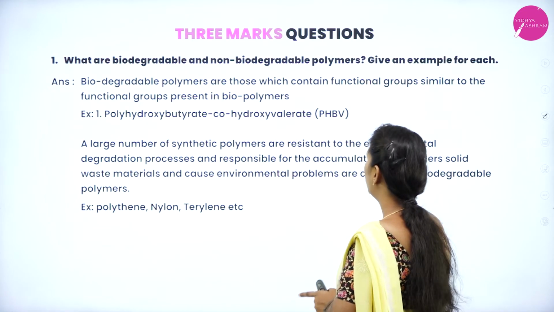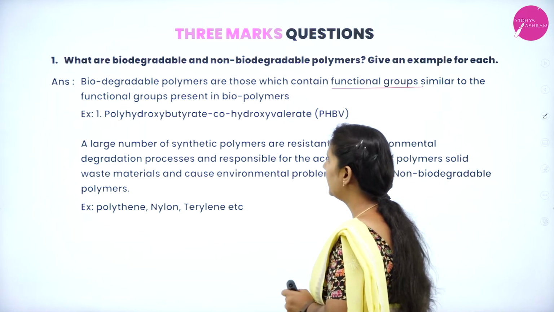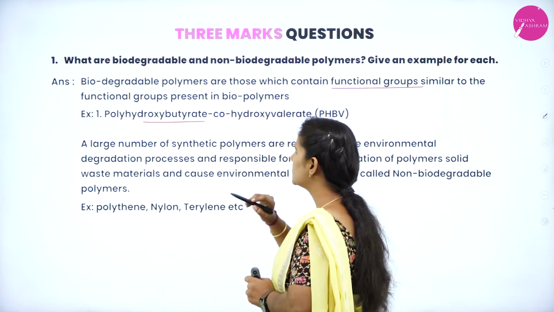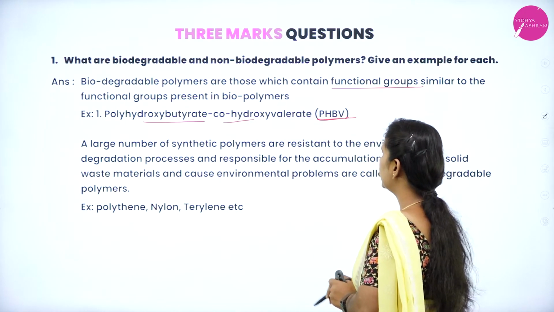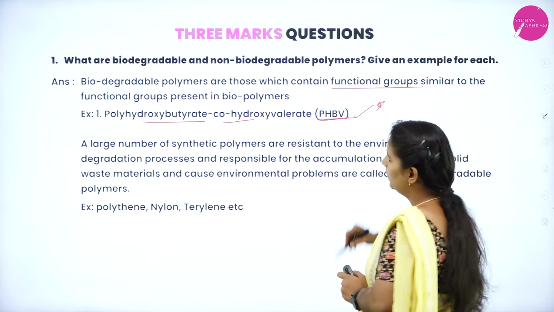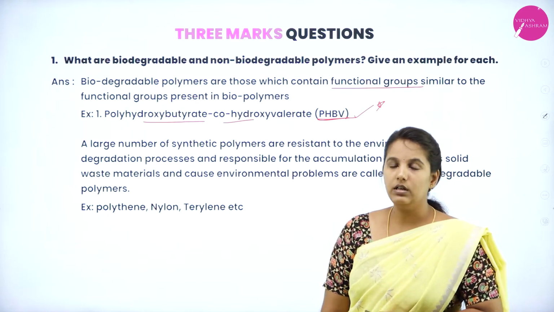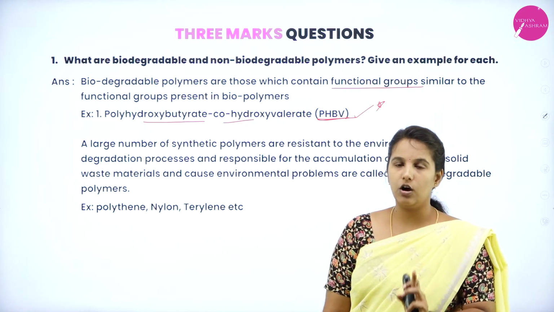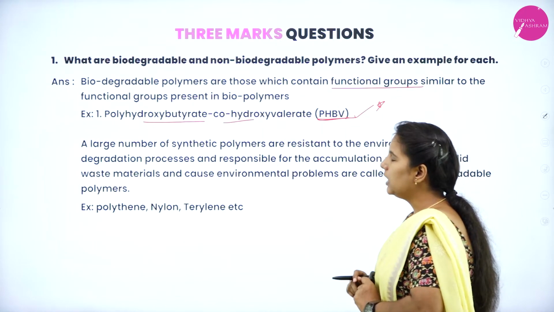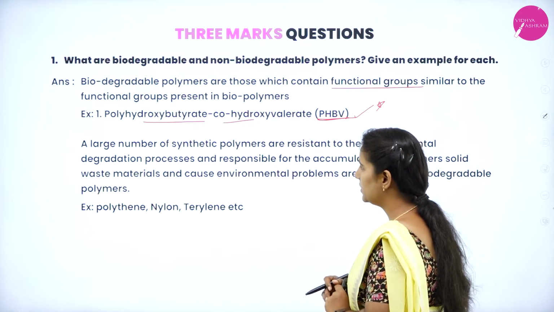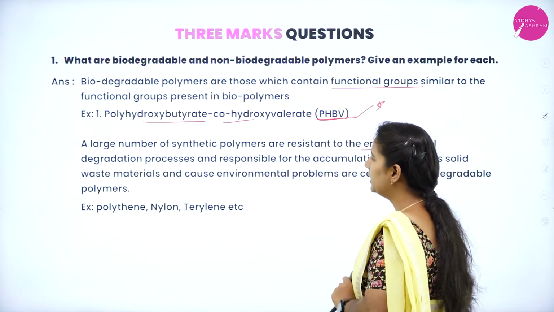Biodegradable polymers are those polymers which contain a functional group similar to the functional group present in a biopolymer. Example, polyhydroxybutyrate-co-hydroxyvalerate. It is also represented as PHBV. And in 1 mark questions also, they can ask you to write examples of biodegradable polymers. So that is PHBV, or polyhydroxybutyrate-co-hydroxyvalerate.